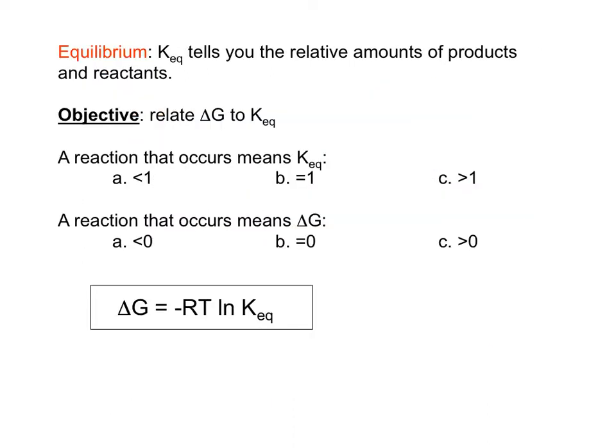When we looked at equilibrium, we know that the equilibrium constant tells us the relative amounts of products to reactants. So let's relate delta G to the equilibrium constant. So stop the video and answer these 2 questions. So here are the answers. If a lot of products form, that means KEQ should be greater than 1. That means the reaction occurs. This equation relates delta G to KEQ.